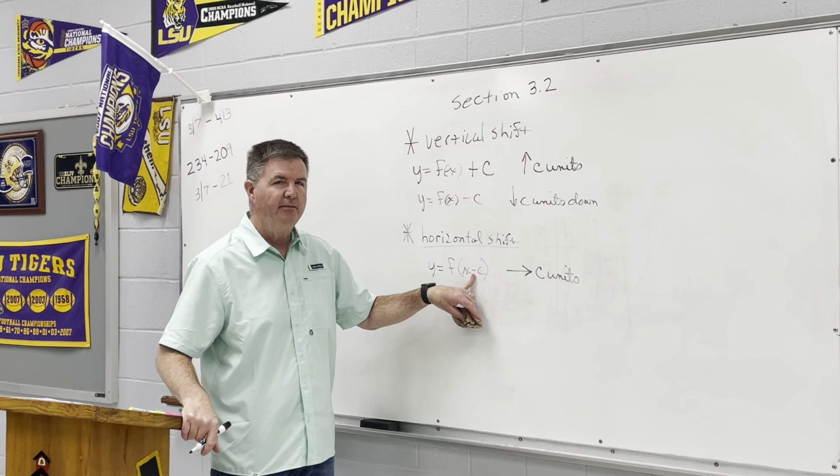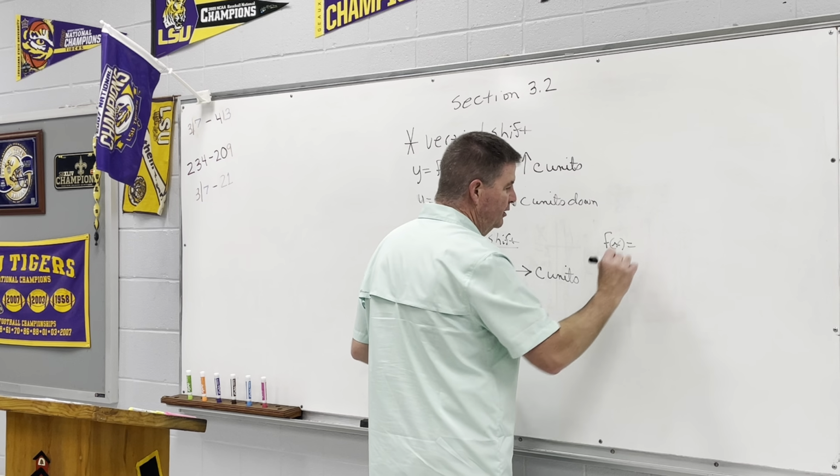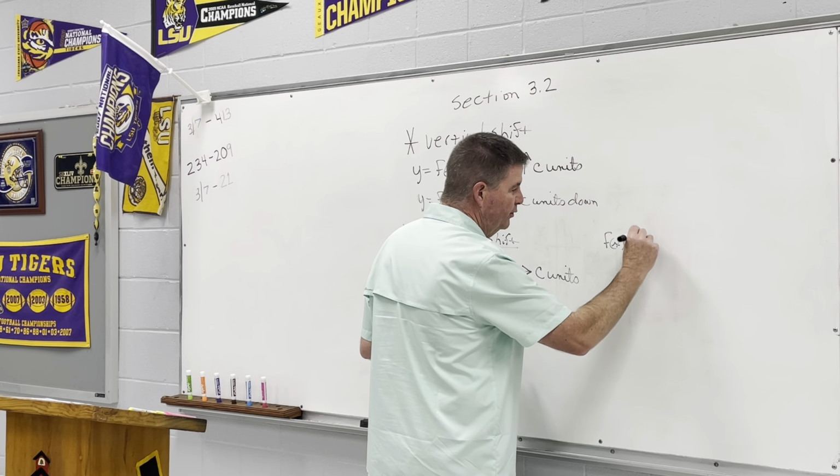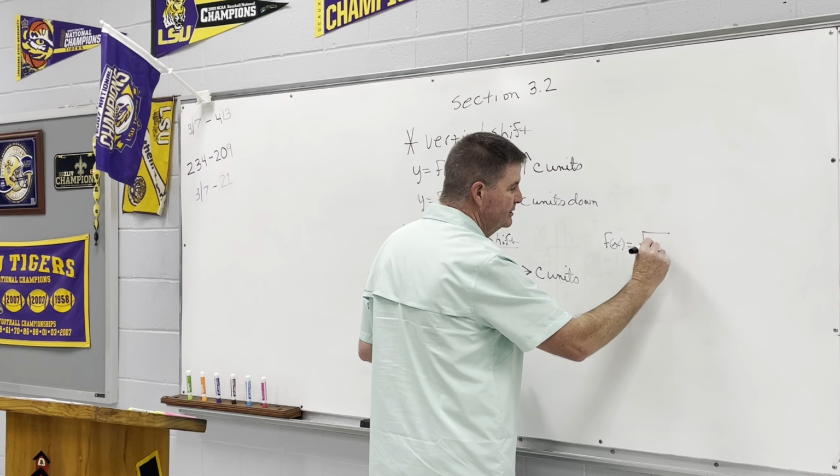So if I have f of x equal to the square root of x minus 2, that would take the square root function and move it to the right 2 units. So the square root function, which would usually start here, we would start right here and we would go to the right 2 units.